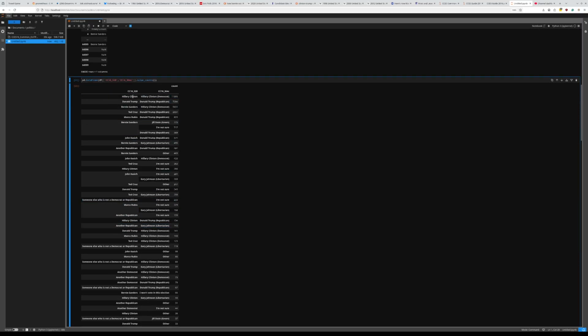This is looking at who did you vote for in the primary on the left, Democrat or Republican, and who did you vote for in the general on the right. Unsurprisingly, the largest groups of voters are Hillary Clinton to Clinton and Trump to Trump.